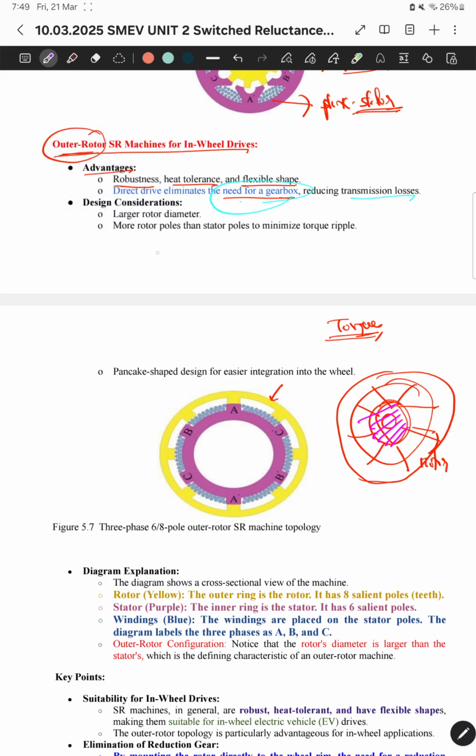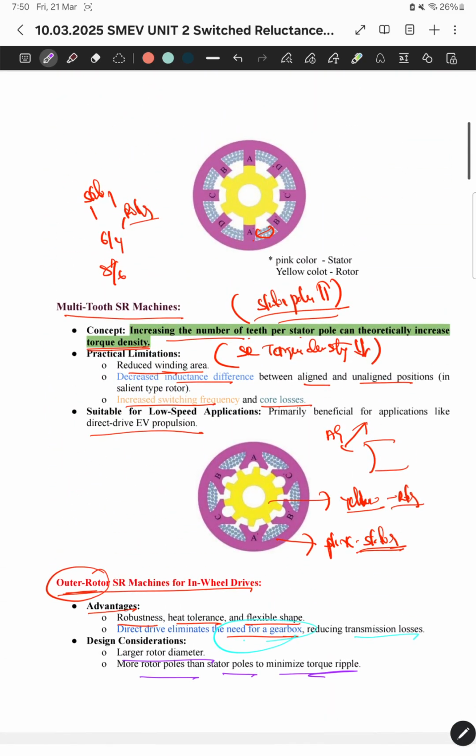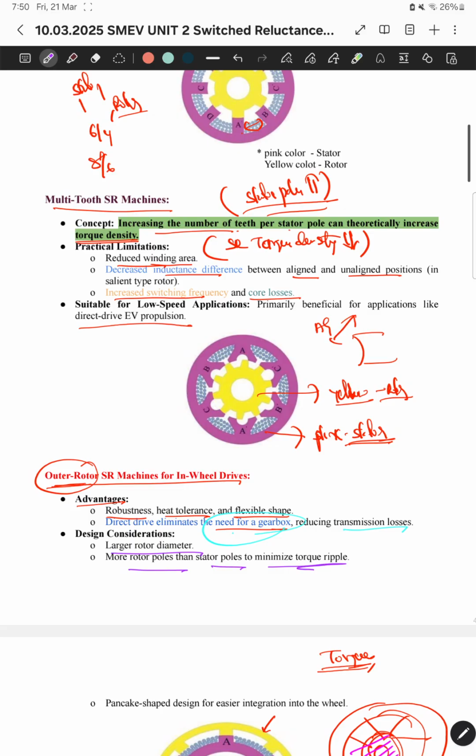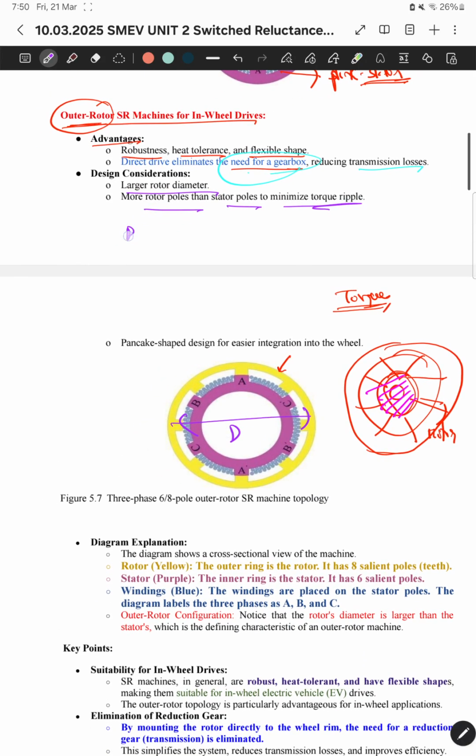So, design consideration here. What is the major drawback? The rotor diameter will be increased. Just now we saw the diameter of the rotor is very high. More rotor poles than stator poles minimize the torque ripple. In the previous case we discussed that the number of stator poles is more than the rotor poles, and there torque ripple is more. Now when the rotor poles are greater than the stator poles, then torque ripple can be reduced.